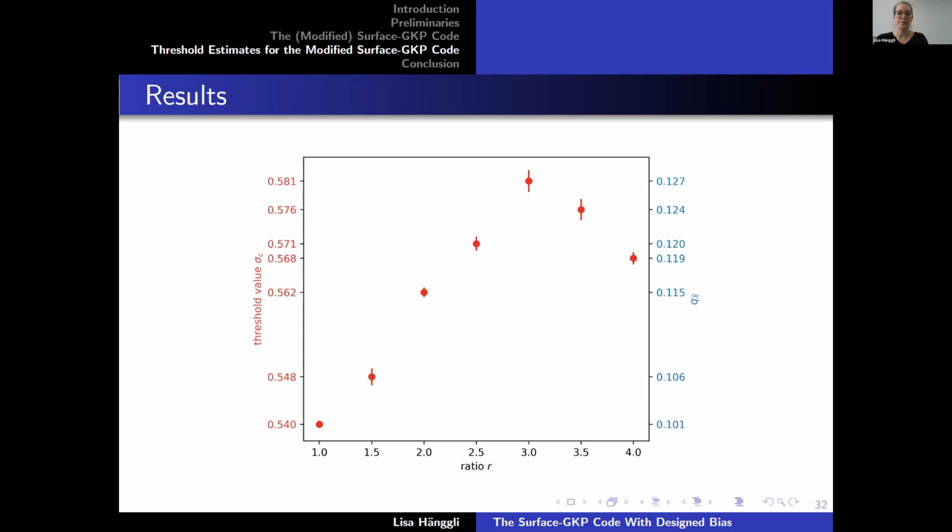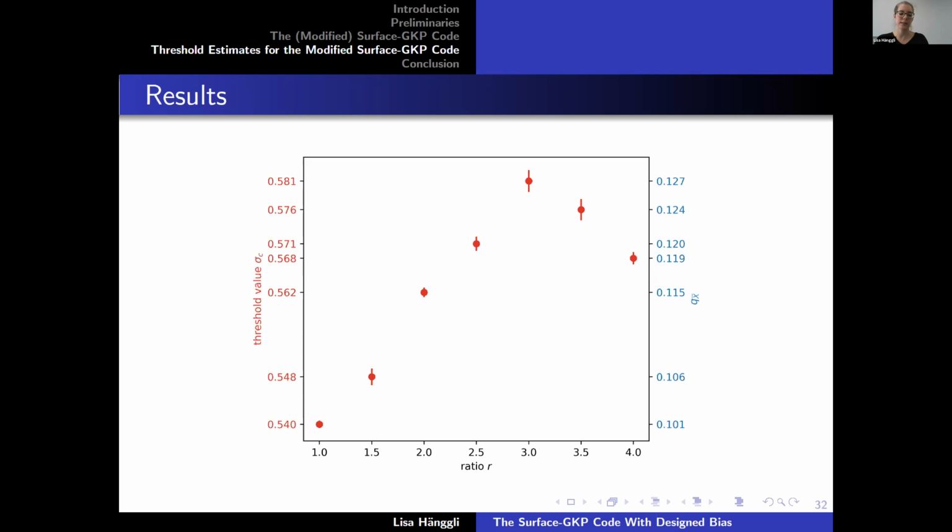And on the horizontal axis, you see the different asymmetry ratios R. On the left vertical axis, you see the estimated threshold values of the standard deviation of the Gaussian noise. And the right vertical axis is actually just for comparison. It shows the probability Qx of a Pauli X error corresponding to the same standard deviation. So if we have no modification, like if you would work with a standard Surface-GKP code.